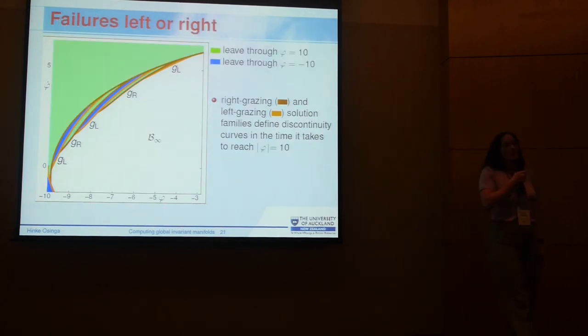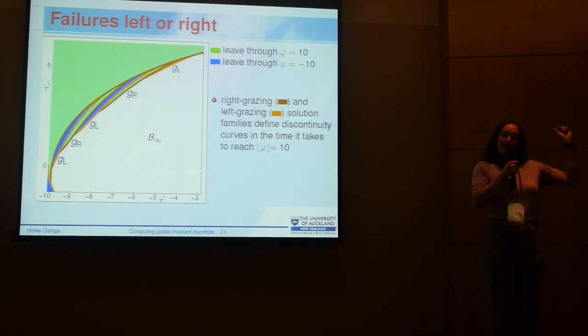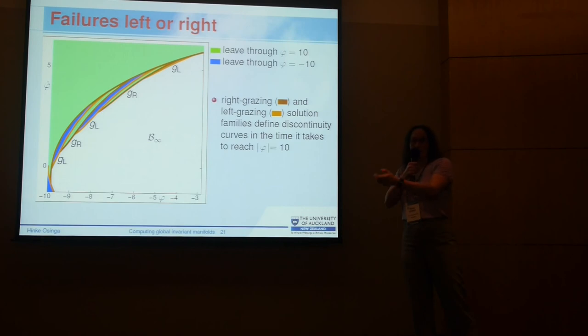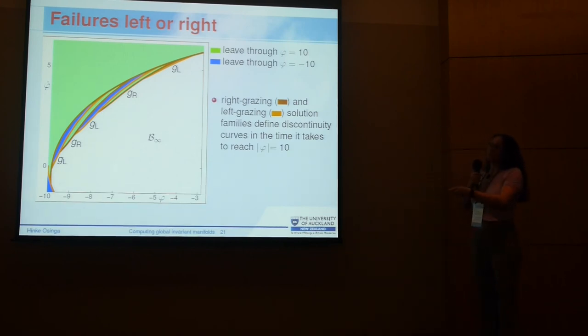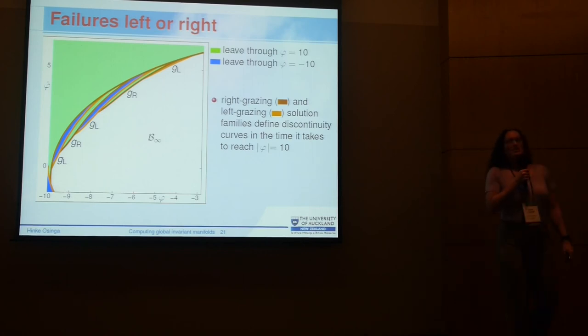If I change the colors, but I only want to know whether I leave at plus 10 or I leave at minus 10, then the plus 10, that's the green ones, and then the blue ones are the minus 10. And you see that the grazing orbit families exactly delimit where I switch from grazing or going out left or right. And so I get a lot more information that I hadn't actually expected from these calculations.